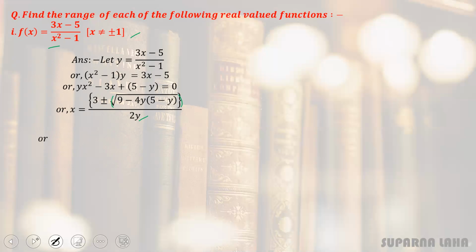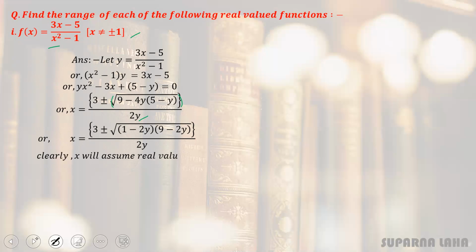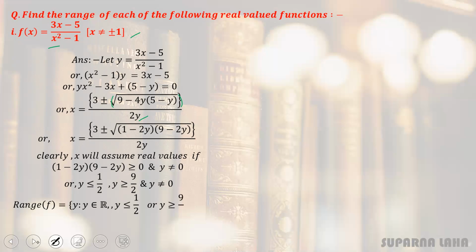Okay, so for real value of x, you can easily write these two factors, 1 minus 2y and 9 minus 2y. These two terms are greater than or equal to 0. Either both are greater than or equal to 0 or both are less than or equal to 0. Simplify this criteria and you will find y is less than or equal to 1/2 and y is greater than or equal to 9/2 and y is not equal to 0. So the range of f is either y is less than 1/2 or y is greater than or equal to 9/2 and y is non-zero.